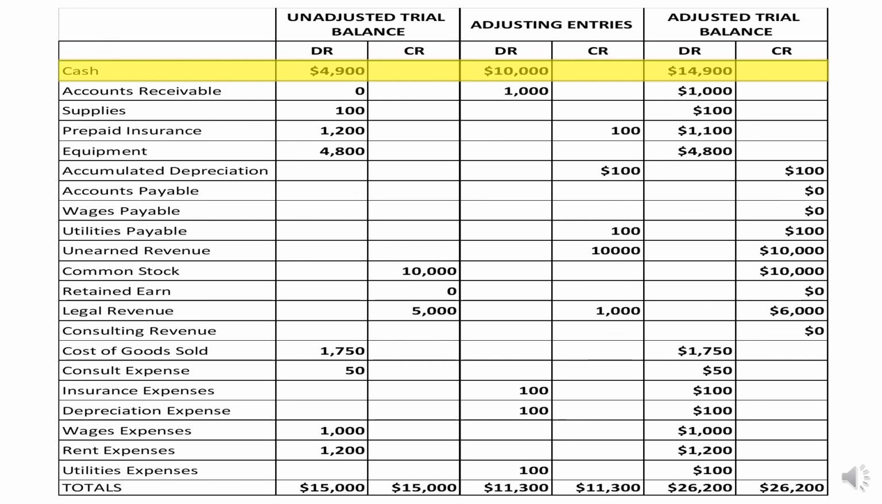In the next video, we'll look at creating financial statements from the adjusted trial balance. And in the fourth video, we'll look at closing the account so we can start afresh in the next period.